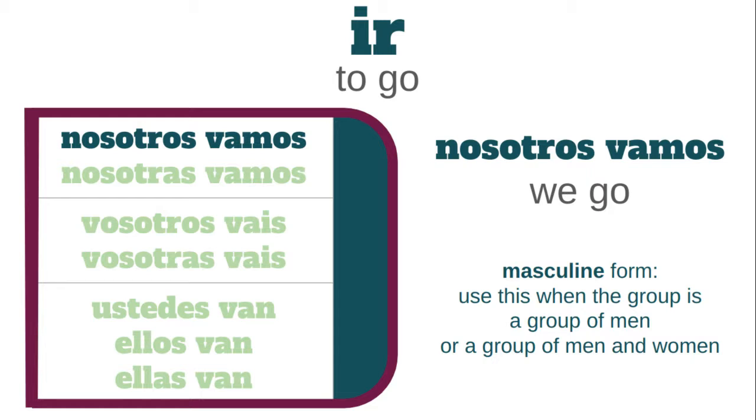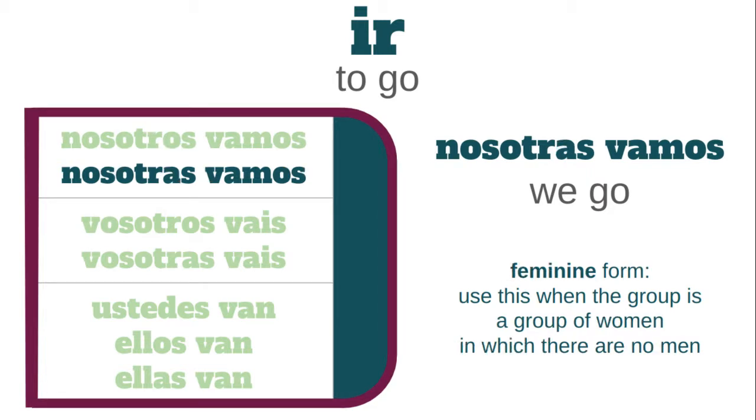That's the masculine form, so we use that if the group that we're part of is a group of men or if it's a group of mixed men and women together. Nosotros vamos. If we are in a group in which everyone in the group is a woman, then we use the nosotras form, which is nosotras vamos. The word vamos is the same, but the word nosotros changes to nosotras.